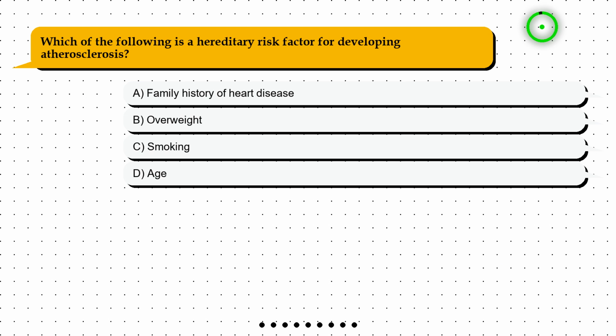Question 4. Which of the following is a hereditary risk factor for developing atherosclerosis? Option A. Family history of heart disease. Option B. Overweight. Option C. Smoking. Option D. Age.